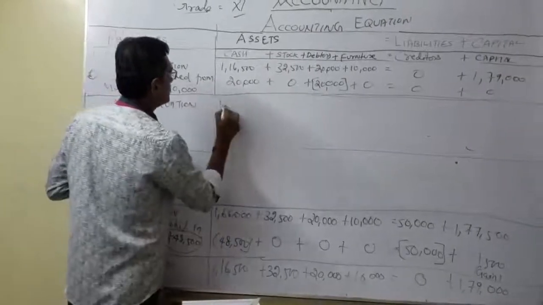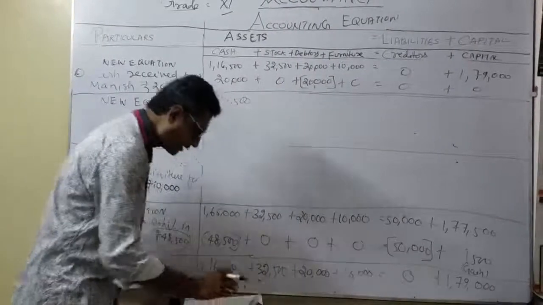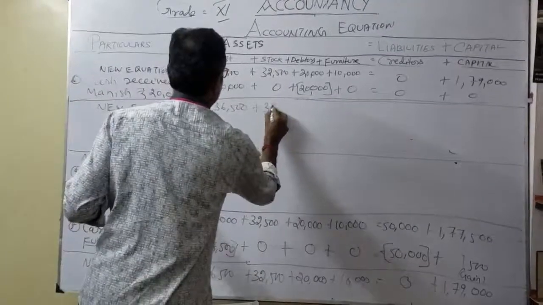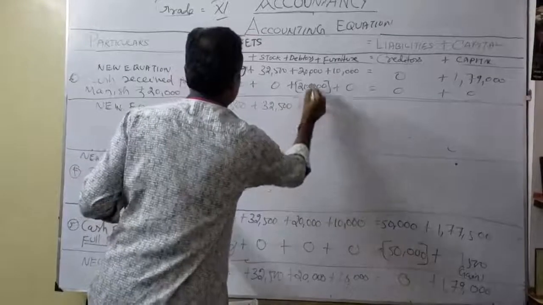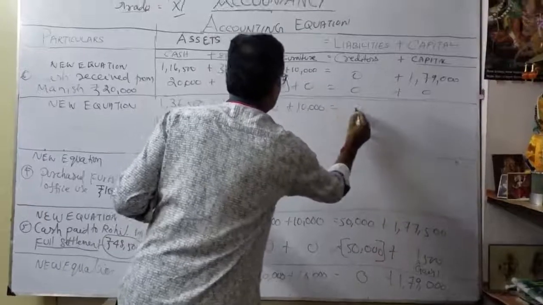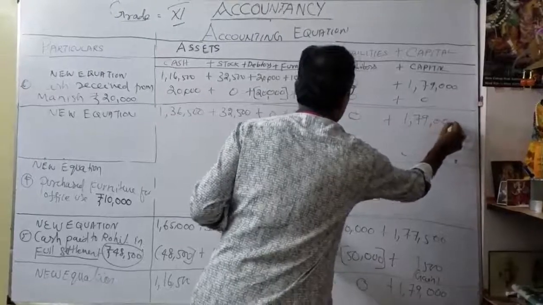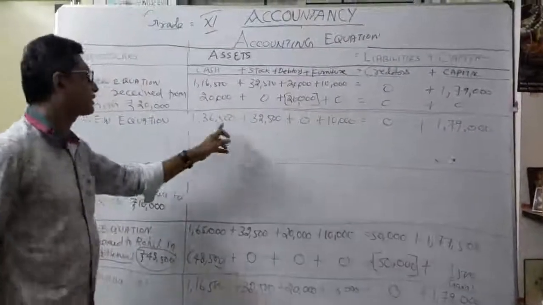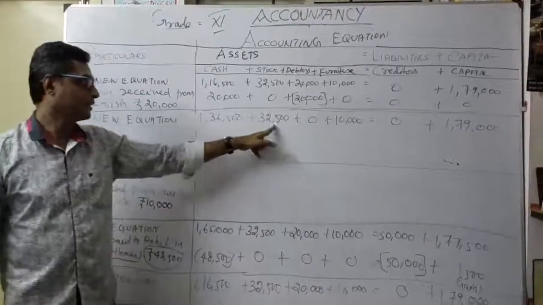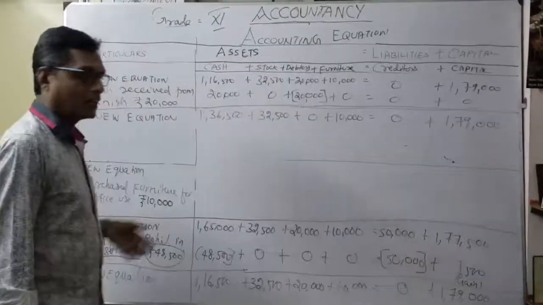So now my cash becomes 1,36,500. My stock, how much? Plus 32,500. Here there are no debtors. The furniture is still there, 10,000. There are no creditors, 0. Then capital 1,79,000. Now you understand the new equation. When you total both sides, we get the same amount, 1,79,000. 1,36,500 plus 32,500 plus 10,000 is 1,79,000. Here also 1,79,000. Accounting equation.